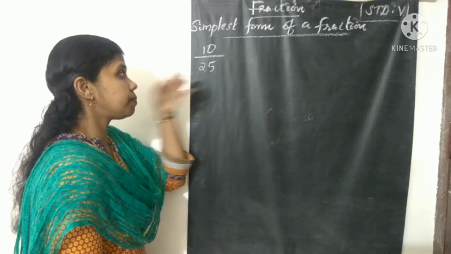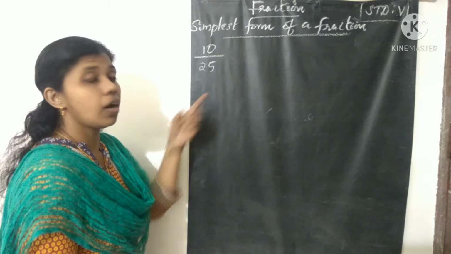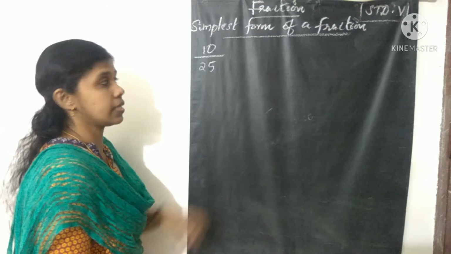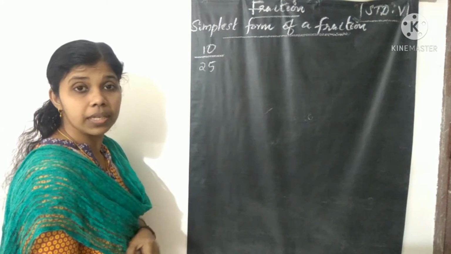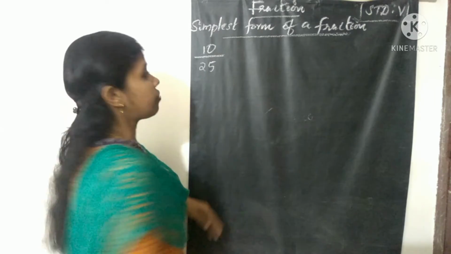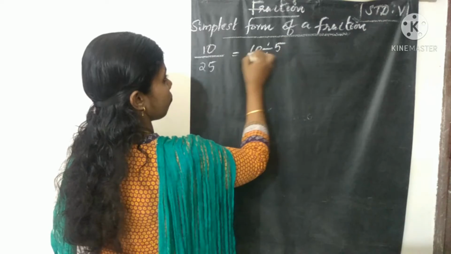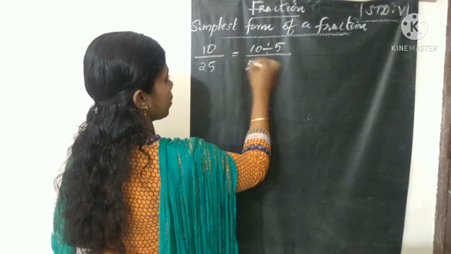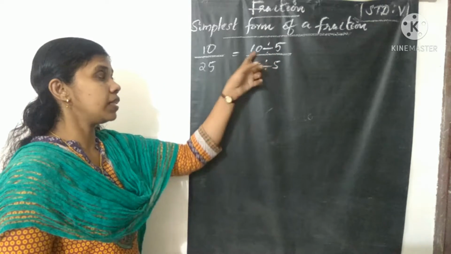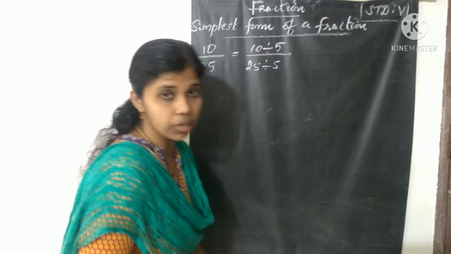Okay, here fraction 10 by 25. Here which is the common factor of 10 and 25? Yes, 10 and 25 are the multiples of 5. So 5 is the common factor of 10 and 25. So here divide 10 divided by 5 and 25 divided by 5. That means the common factor divides these two numbers. Which numbers? 10 and 25.